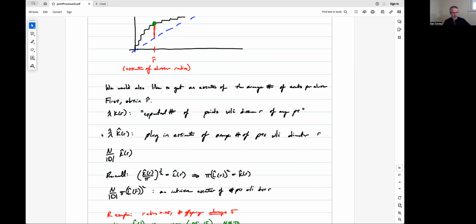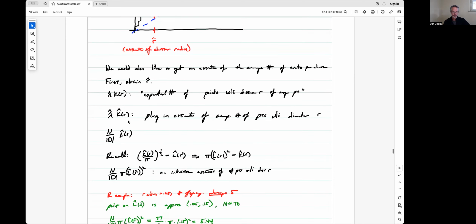We have to plug in a value for lambda, which is the overall intensity. The overall intensity is just the number of points observed in the region. Remember, we know that because we start with a map data set. We start with knowledge of all the points. Divide that by the area, and that would be a natural estimator of intensity.